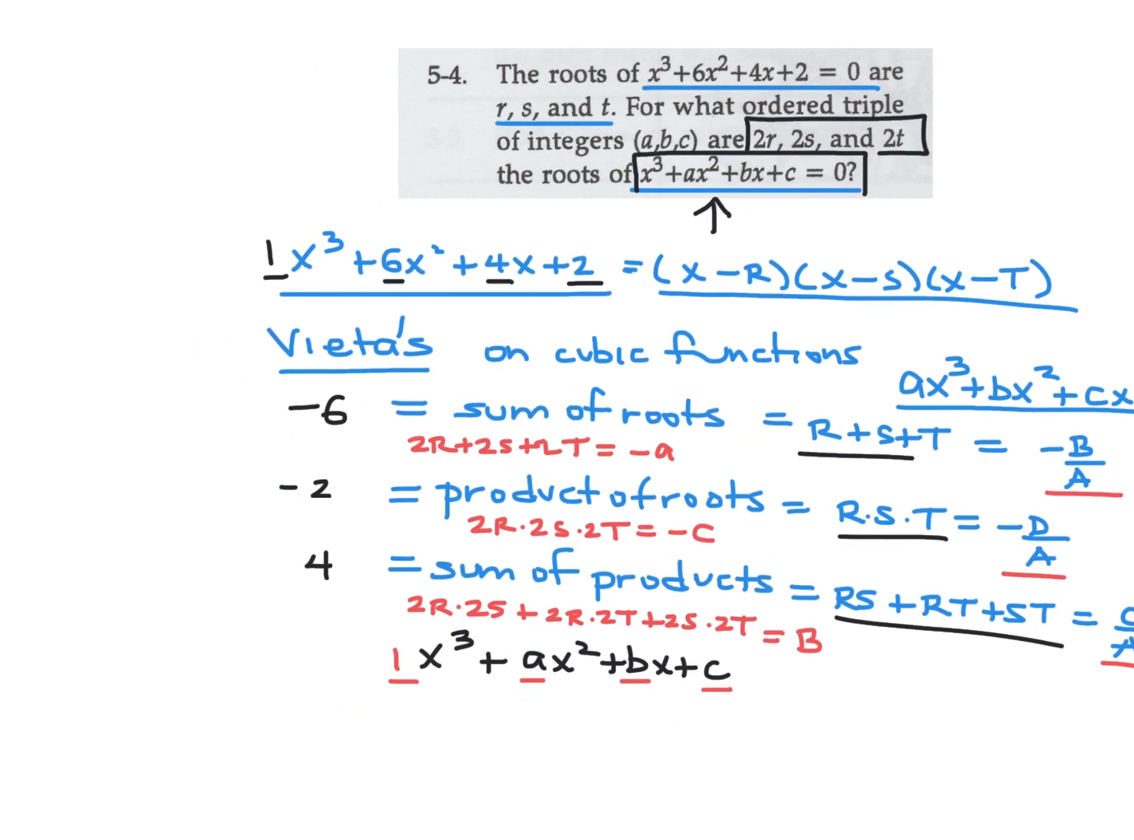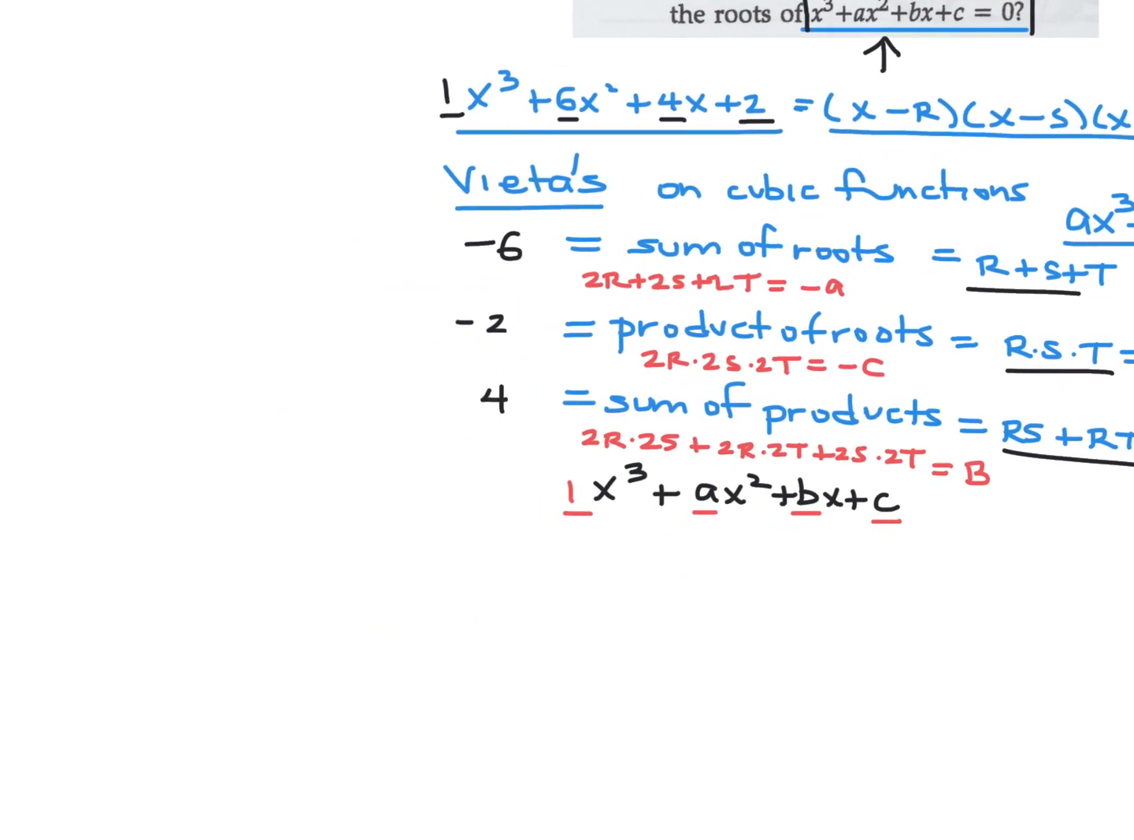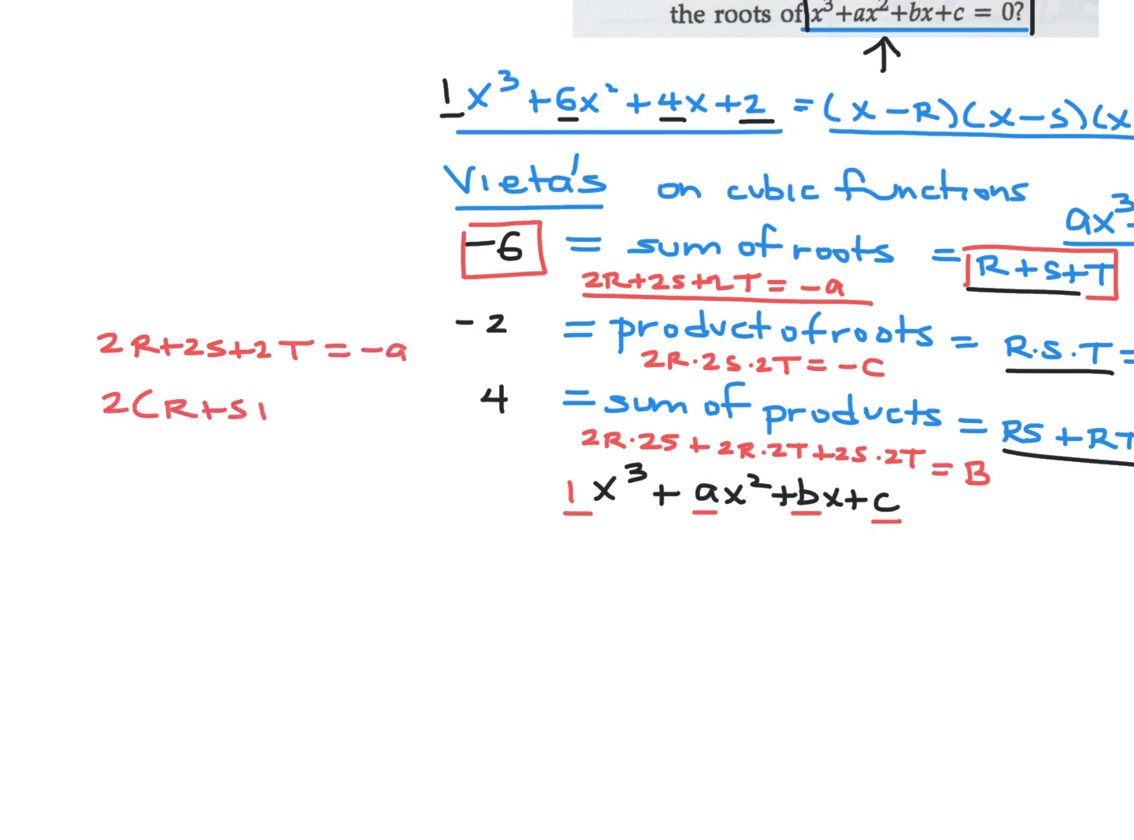Okay, so that really helps us. So let's see here. This is equal to 6, right? So this guy, which is 2r plus 2s plus 2t, is negative a. If we factor out the 2, we get r plus s plus t, correct? And r plus s plus t is minus 6. So we got 2 times minus 6 is minus a, and therefore a is 12.